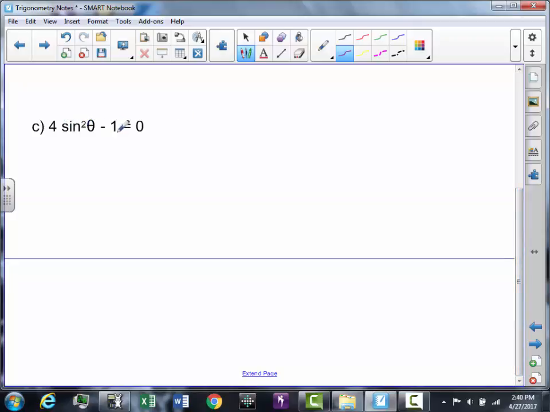4 sine squared theta minus 1. I need to point out what this means. If you see a little squared sign right here, it's a fancy way of writing sine of theta all squared minus 1. The reason we write it in that notation is that it could be very confusing whether the theta is squared or whether the entire sine of theta is squared. See the difference there?